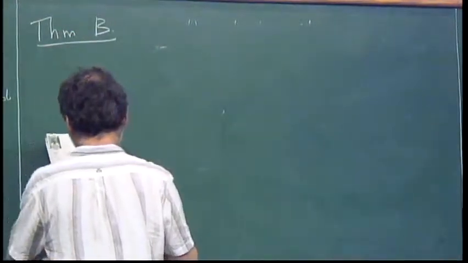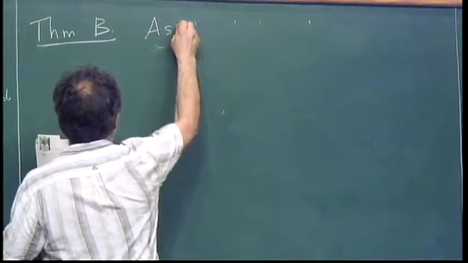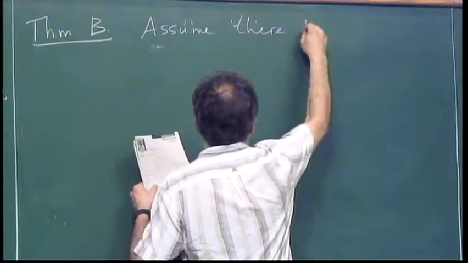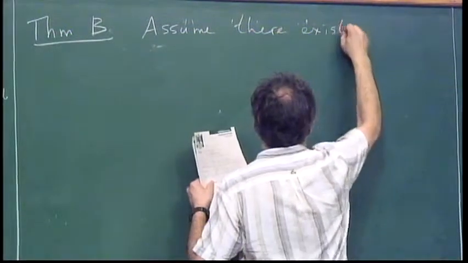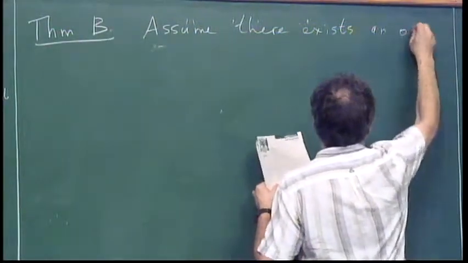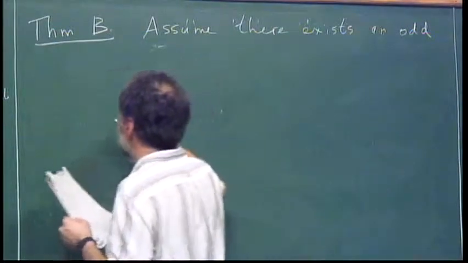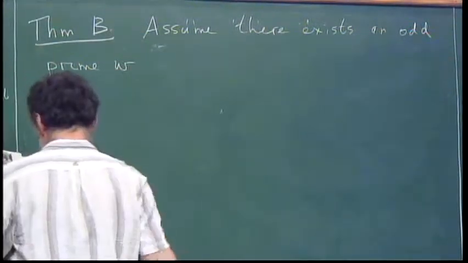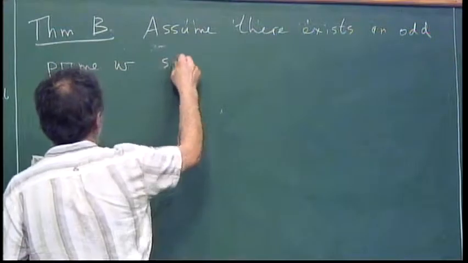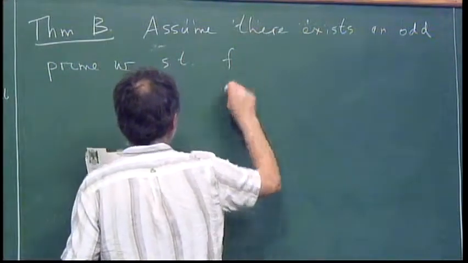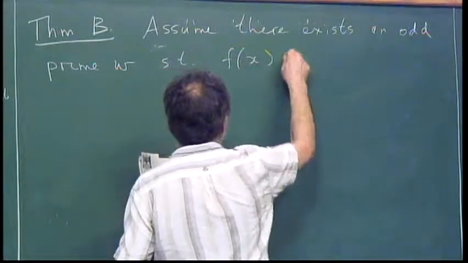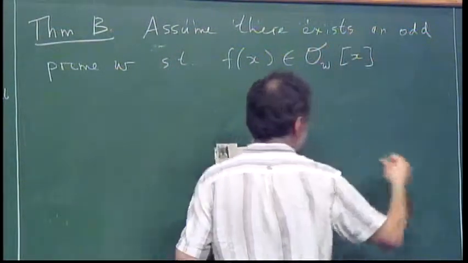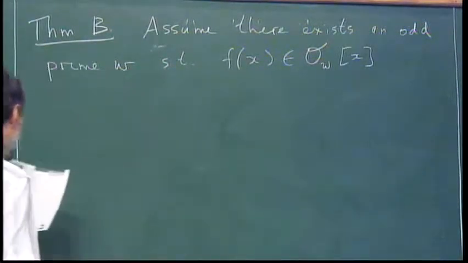So assume there exists a naught prime W such that my polynomial has integer coefficients and again the discriminant is a uniformizing parameter.